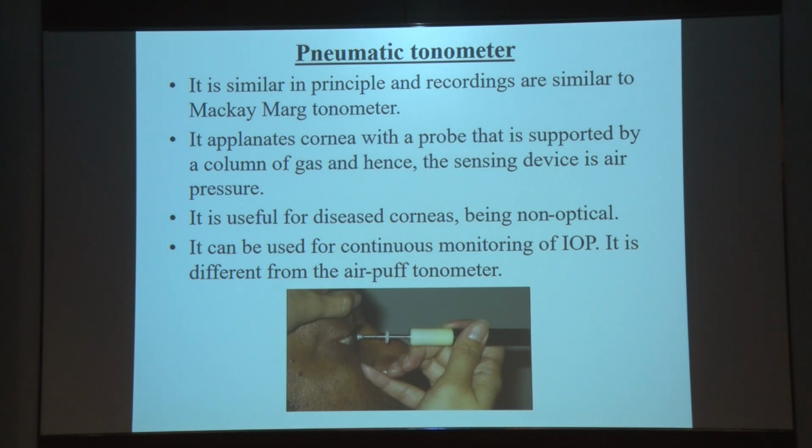Pneumatic tonometer is similar in principle, and recordings are similar to the Mackay-Marg tonometer. It applanates the cornea with a probe that is supported by a column of gas, and hence the sensing device is air pressure. It is useful for diseased corneas, being non-optical, and it can be used for continuous monitoring of IOP. It is different from the air puff tonometer.